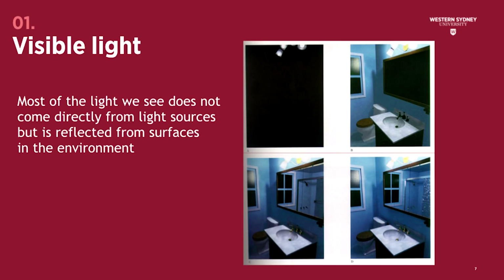Most of the light that we see when we interact with the world does not come directly from light sources, but instead is reflected from surfaces in the environment. Exceptions to this occur when we see light sources directly. In the natural world, this is usually the sun or more distant stars. It can also include artificial light, such as illumination from light bulbs, TVs, or smartphones.